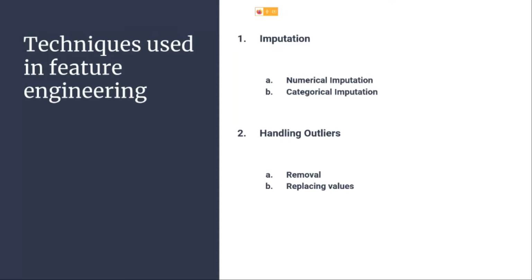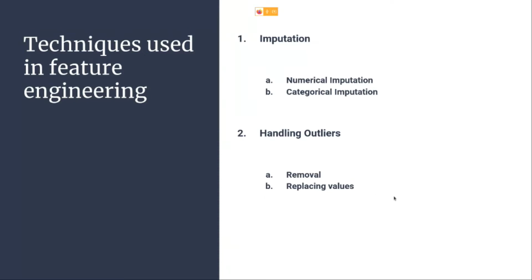For categorical imputation, we can follow the same. We can use one hot encoding and change categorical variables into numbers, into codes, and we can follow the same methods. Or we can just replace the missing values with the most frequently occurred value.